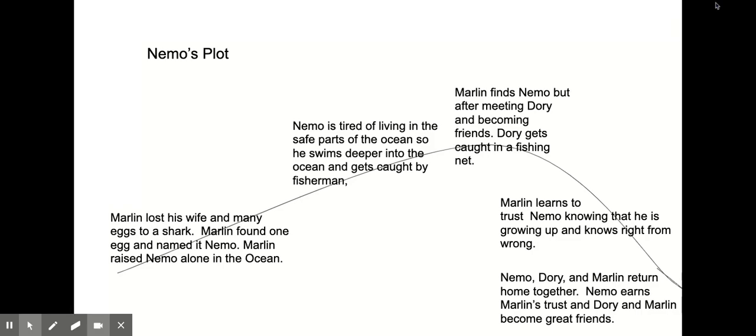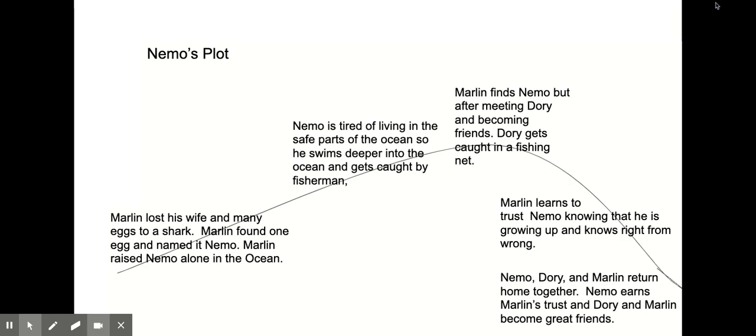Now we have the uh-oh. That's when Nemo is tired of living in the safe parts of the ocean, so he swims deeper into the ocean and gets caught by the fishermen. So this is your rising action. This is when your problem's getting worse.